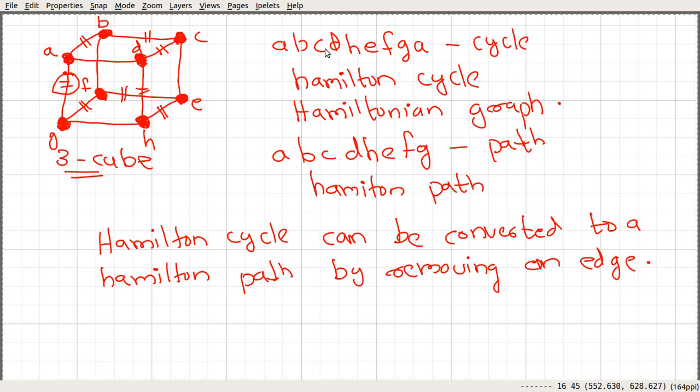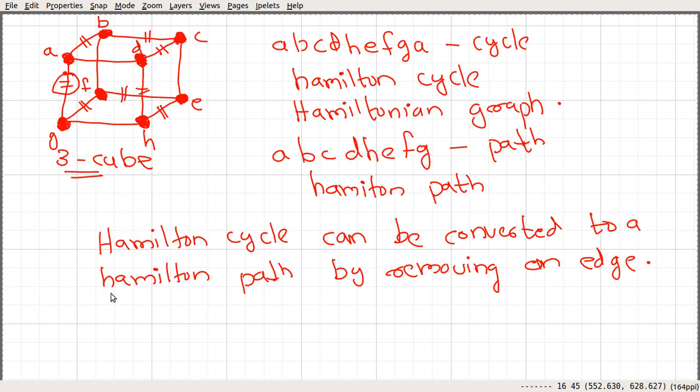Okay, so take any Hamilton cycle, and if you remove an edge, then we can very easily convert that Hamilton cycle to a Hamilton path. And here again we can observe one important property of this Hamilton cycle, and that says if we have a Hamiltonian graph, then if you keep on adding more edges to that graph, that modified graph will also be a Hamilton graph.